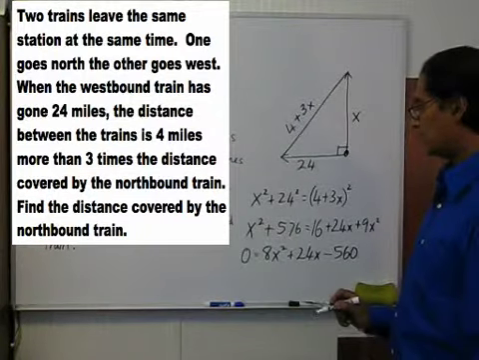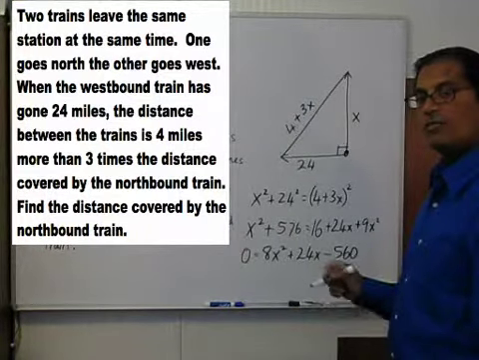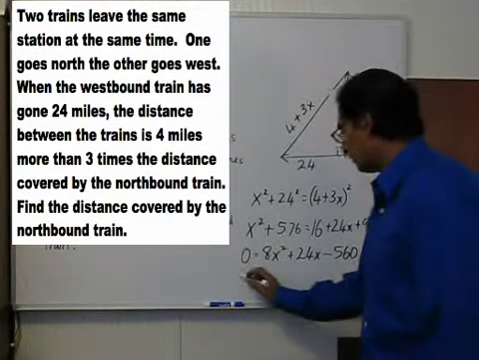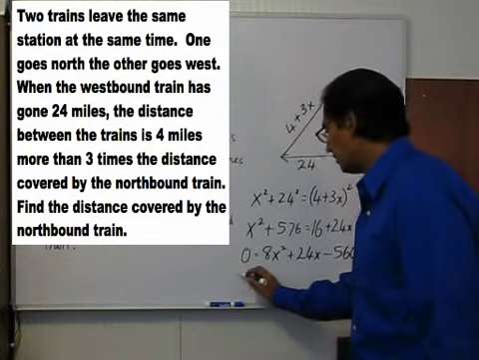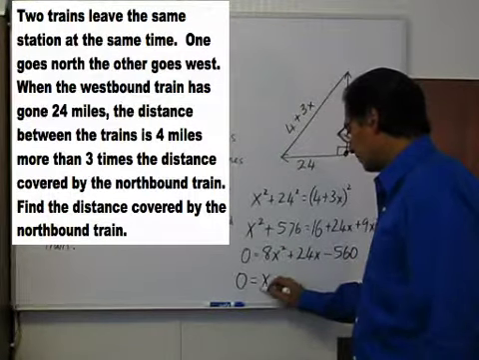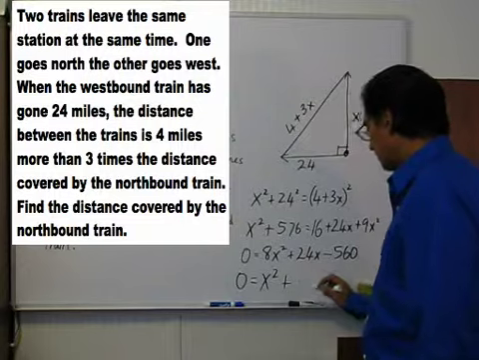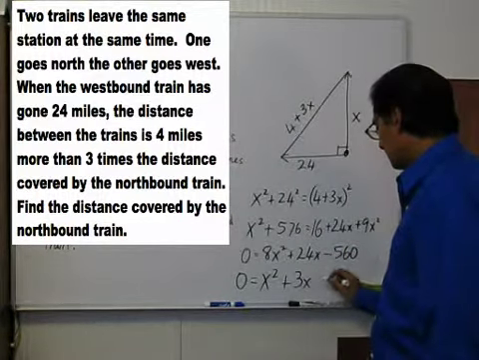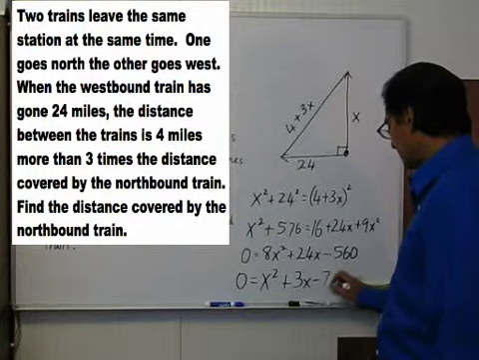Quadratic equations can be solved by factoring. First of all, we see that everything here divides by 8. So therefore, if we divide everything by 8, we get 0 equals 8 divided by 8 is 1 x squared, 24 divided by 8 is 3, and 560 divided by 8 is 70.